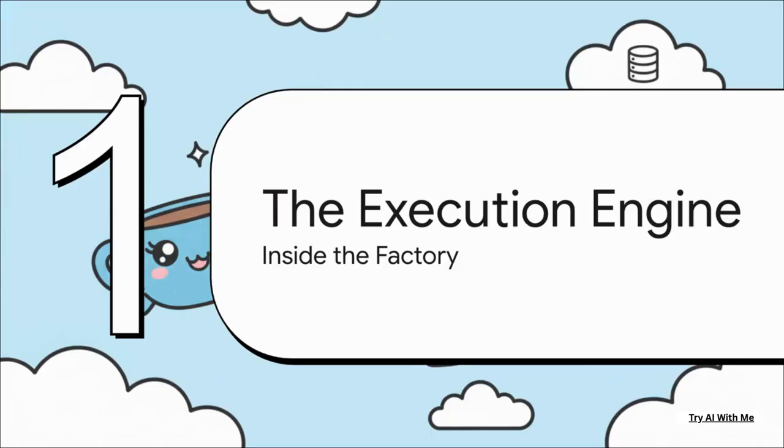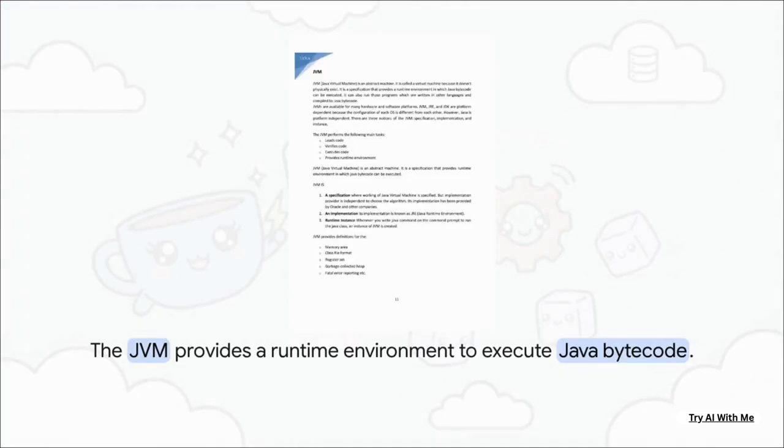Okay, section 3, the execution engine. Let's step inside the factory. Right at the center of this whole operation is the JVM. Like we said, it acts as this abstract factory floor. And it's called virtual because, well, it doesn't physically exist. It's actually a specification that provides the runtime environment. Different companies, like Oracle for instance, take that specification and build the actual implementations so that the bytecode can run perfectly on your specific hardware.